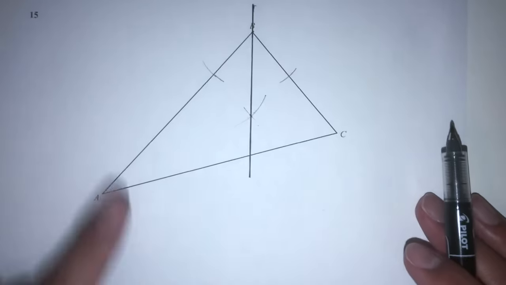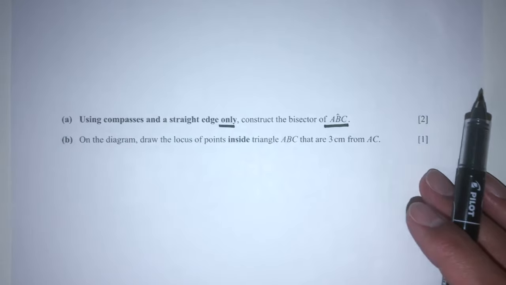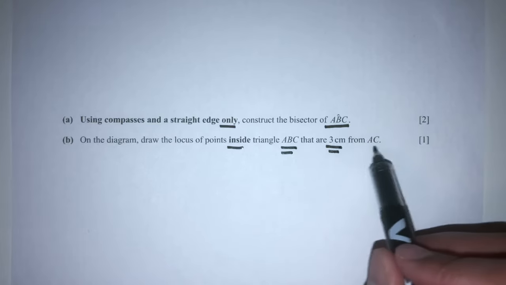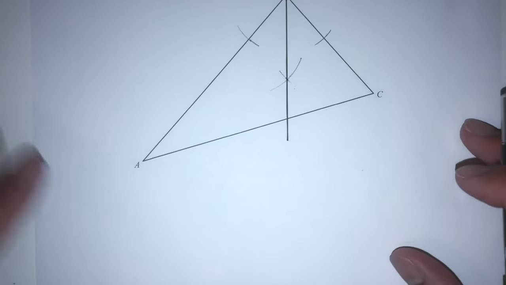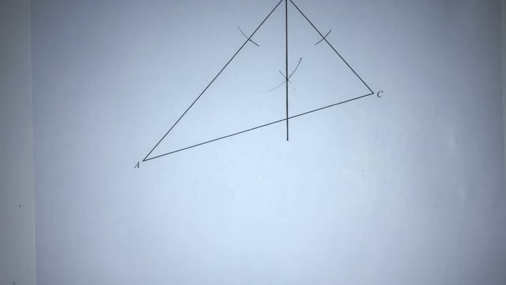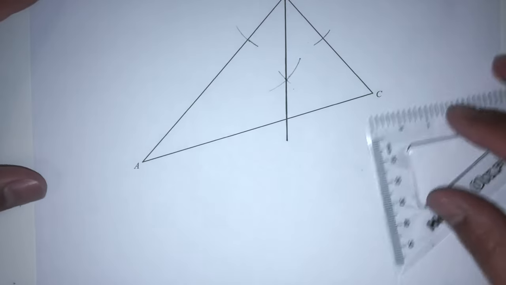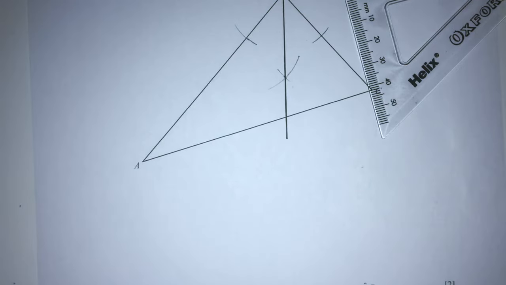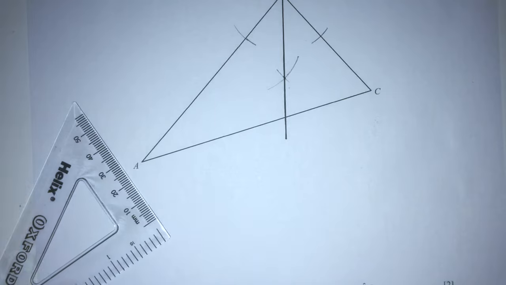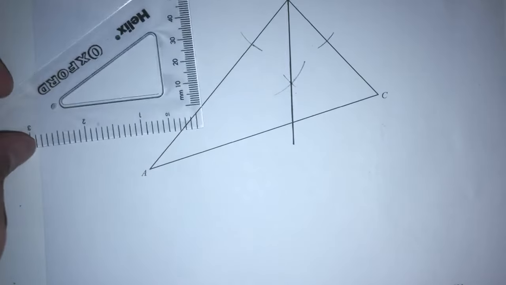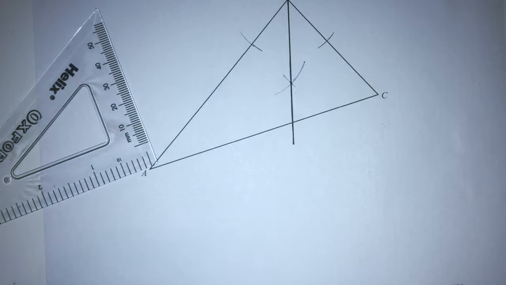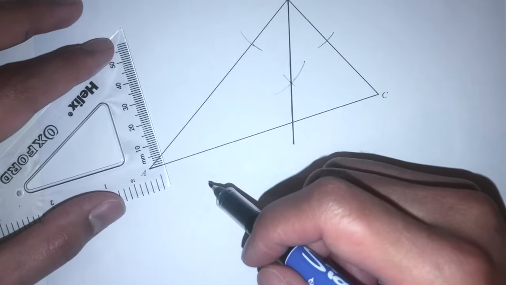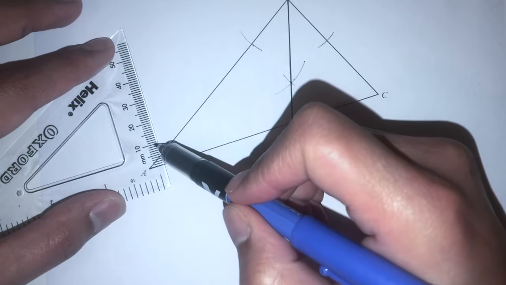That is part 1. Now part 2, we have to draw the locus of all the points inside the triangle that are 3 centimeters from AC. Pretty easy. We can just measure 3 centimeters. You just need a parallel line inside the triangle. So I need to measure this at a right angle. This is one way of doing that. Of course, you can use a compass to do this as well, but you can always just do that. So that will be 1, 2, 3.